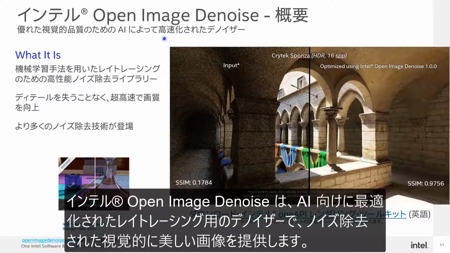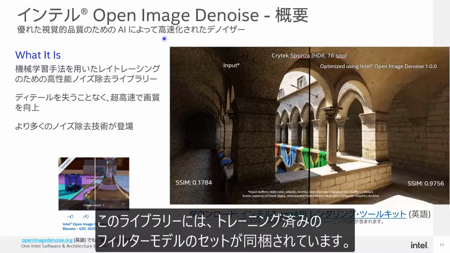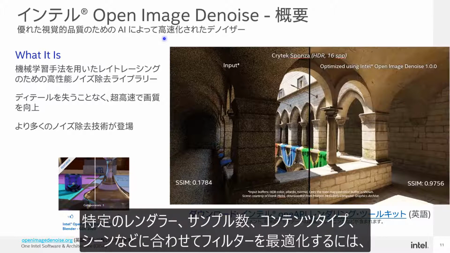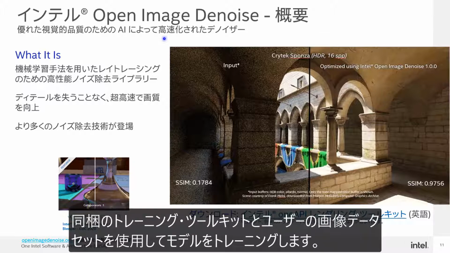Open Image Denoise is an AI-optimized denoiser for ray tracing, providing visually stunning denoised images. The Open Image Denoise library ships with a set of pre-trained filter models. It's not mandatory to use these, but to optimize a filter for a specific renderer, sample count, content type, or a scene, it's possible to train the model using the included training toolkit and user-provided image dataset.